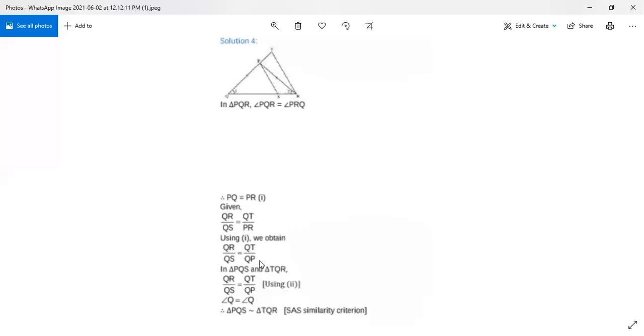Okay, so that is the step to be remembered. Now once you do that, अब आपको क्या मिल गया है, you get QR upon QS. QR is this big side, this whole side of the big triangle, upon QS of the small triangle, equal to QT of the bigger triangle upon QP of the small triangle. So ये मिल गया आपको, ये पूरा side upon this small side and this whole side upon this side.